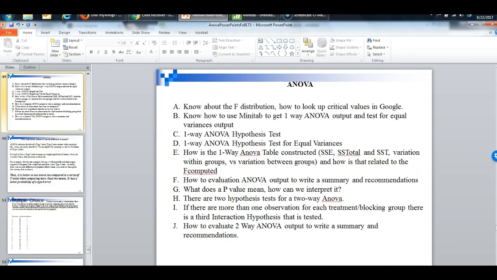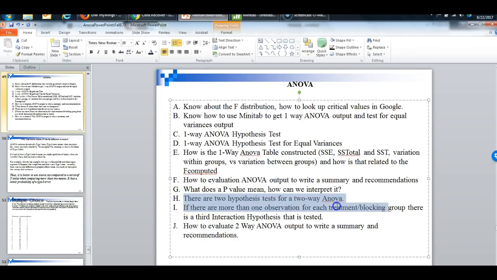All right, so here we go. We know about the F distribution, how to look up critical values in Google, Two-Way ANOVA. What did we do today? We did the 2 hypotheses for the Two-Way ANOVA, and an interaction. If there's more than one observation in each treatment and block group, then we can do an interaction hypothesis, and then how to write summary and recommendations.